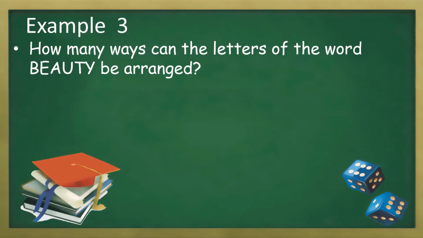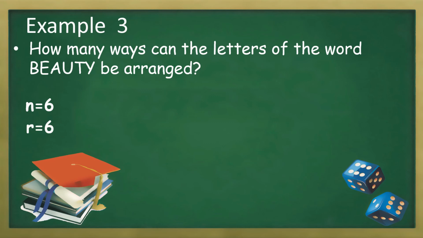Okay, so let's have another example. How many ways can the letters of the word beauty be arranged? So therefore, we will have permutation because of the word arrangement. First, we have to identify the n and the r. For this one, your n is composed of the letters from the word beauty. So therefore, we will have 6 because there are 6 letters. And the r, since we're going to use all the letters of the word beauty, we will have r is also equal to 6.